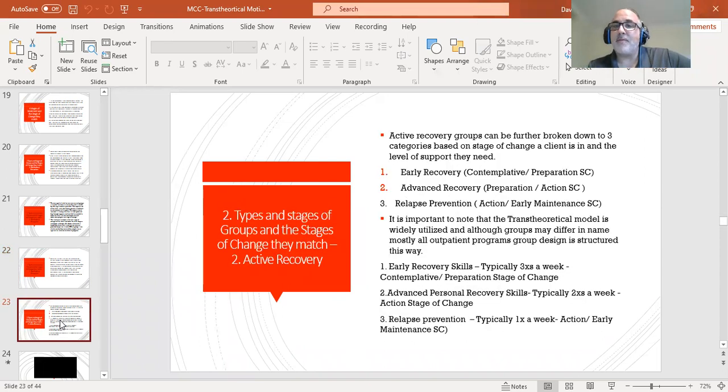Active recovery groups can be further broken down to 3 categories based on the stage of change a client is in and the level of support they need. So I already talked about early recovery a lot. Advanced recovery, it's PRS with us. Relapse prevention, it's recovery enhancement with us.